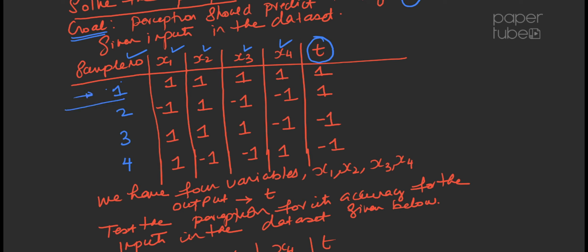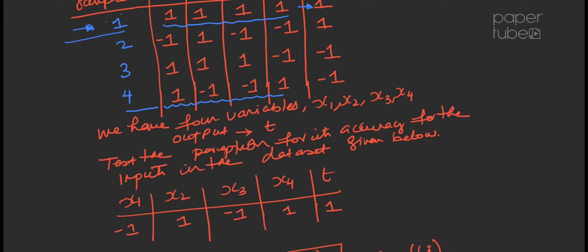So for the first sample, we have 4 measurable quantities, x1, x2, x3, x4. If x1 is equal to 1, x2 is equal to 1, x3 is equal to 1, x4 is equal to 1, then the corresponding output, which is T, should be equal to 1. And similarly for the last sample, sample number 4, x1 is 1, x2 is minus 1, x3 is equal to minus 1, x4 is equal to plus 1, and then the corresponding target value should be equal to minus 1. So that's the problem.